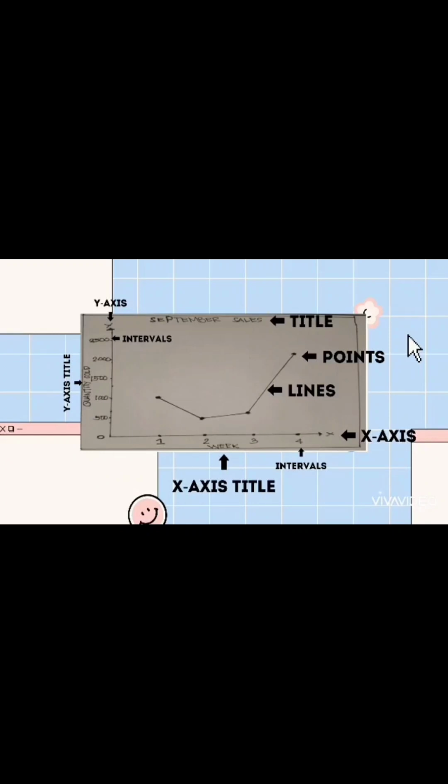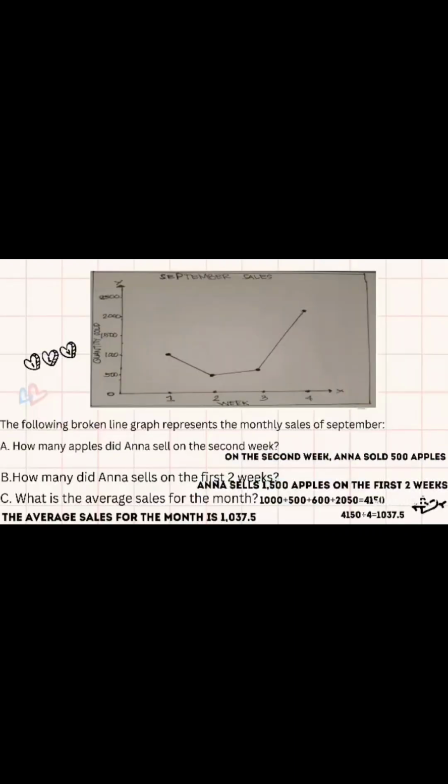Now, by just looking at this graph, we can answer the given questions. Shown here is the broken line graph representing the monthly sales of September. Question A. How many apples did Anna sell in the second week? Answer. In the second week, Anna sold 500 apples. Question B. How many apples did Anna sell in the first 2 weeks? Anna sold 1,500 apples in the first 2 weeks.